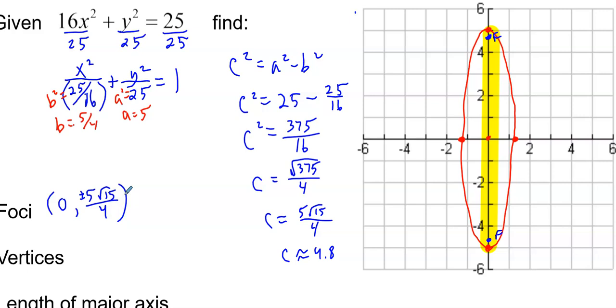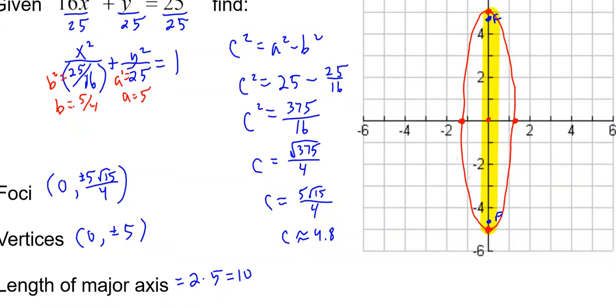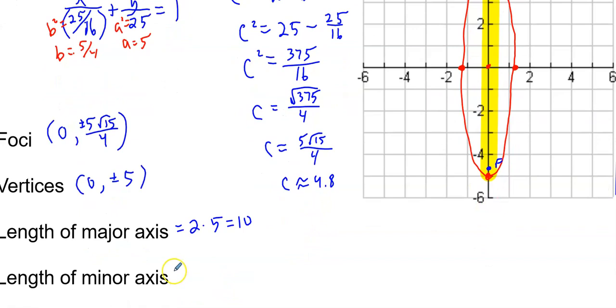The vertices are much easier. You can just see them. They're 0 plus or minus 5. The formula is plus or minus A, which is 5. The length of the major axis would be 2 times A, 2 times 5, which is 10. Length of the minor axis would be 2 times B, which is 5/4, which is 10/4, which is the 2 that cancels, so we get 5/2, or 2.5.